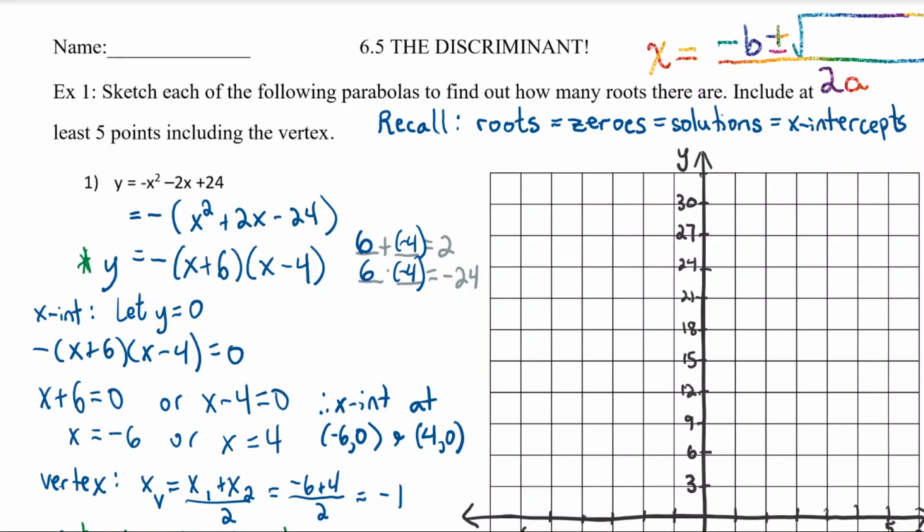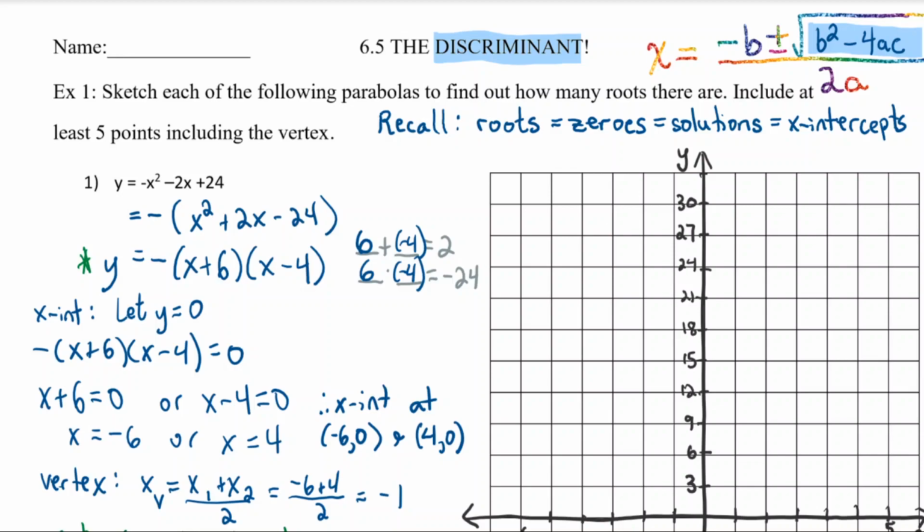This video is all about the discriminant. The discriminant is the stuff inside of the square root of the quadratic formula. The stuff is, as you recall, b squared minus 4 times a times c. We're going to use the discriminant to help us figure out how many x-intercepts, otherwise known as roots, there are. So just recall roots, zeros, solutions, x-intercepts are all kind of talking about the same thing.